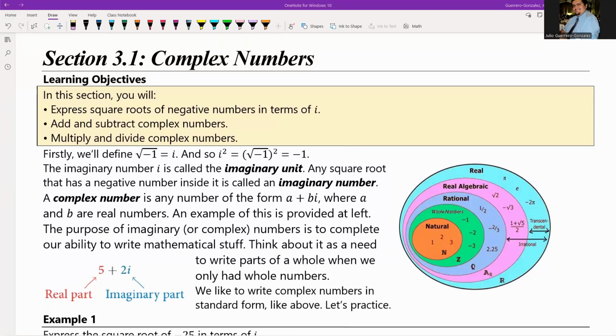Hello, everyone. This is the lecture for section 3.1, complex numbers.